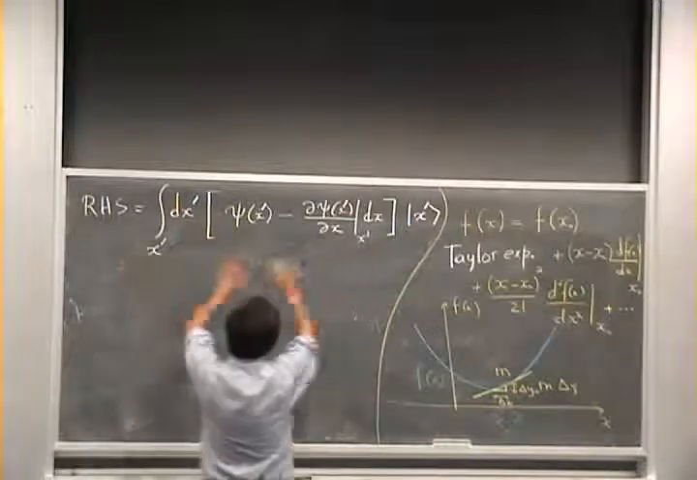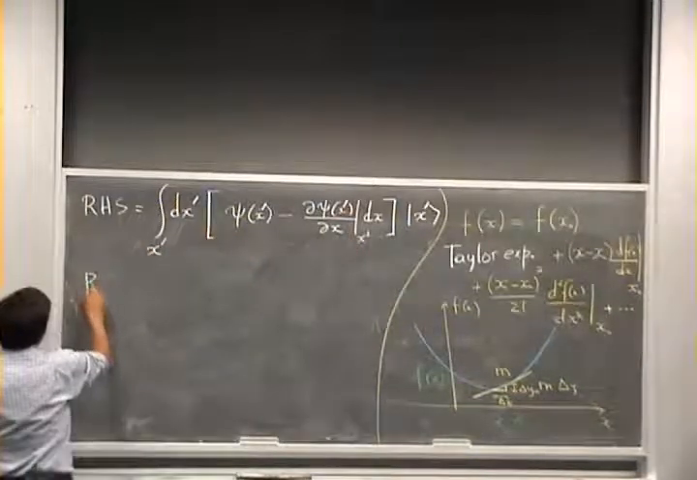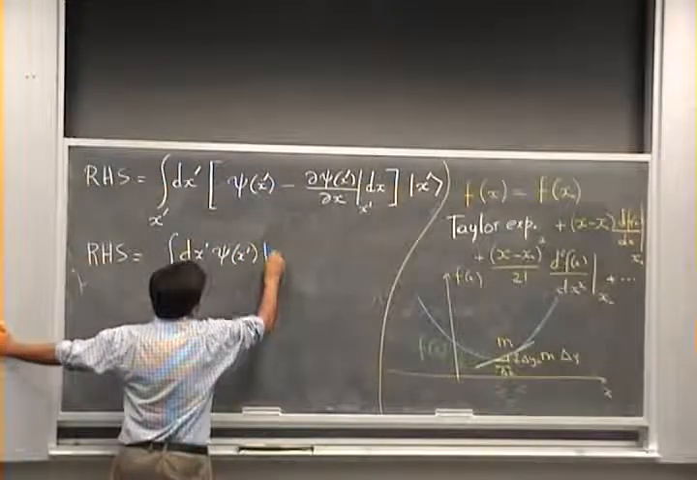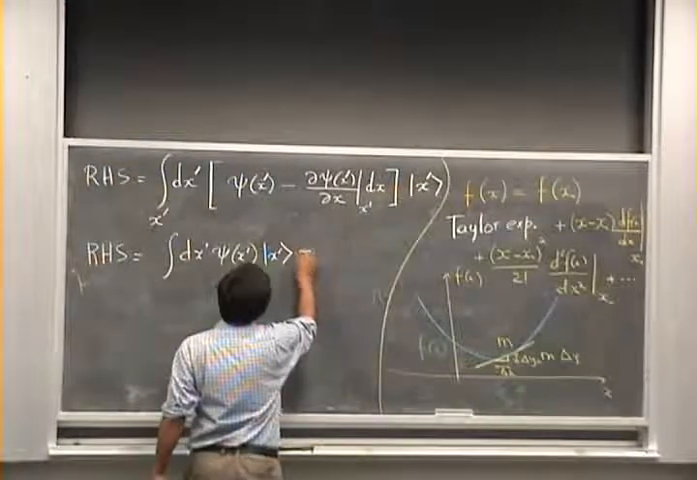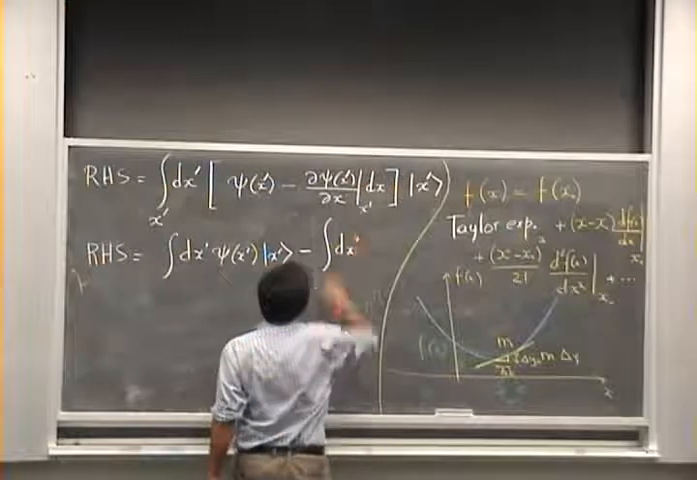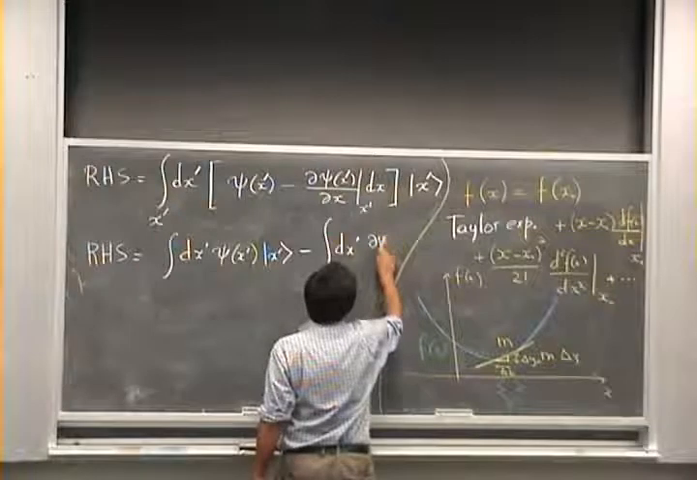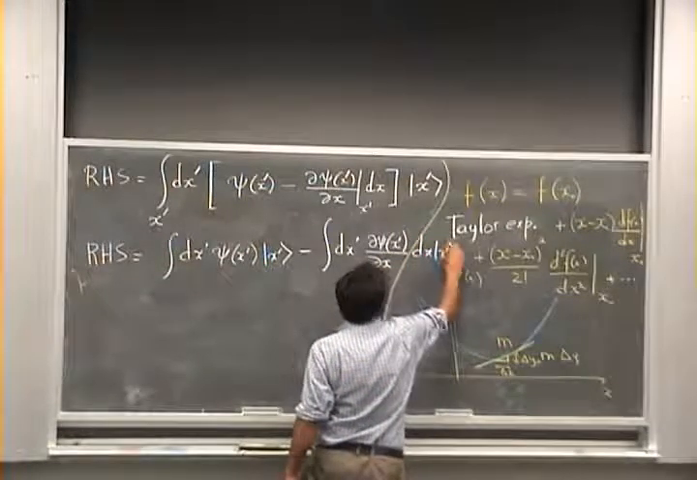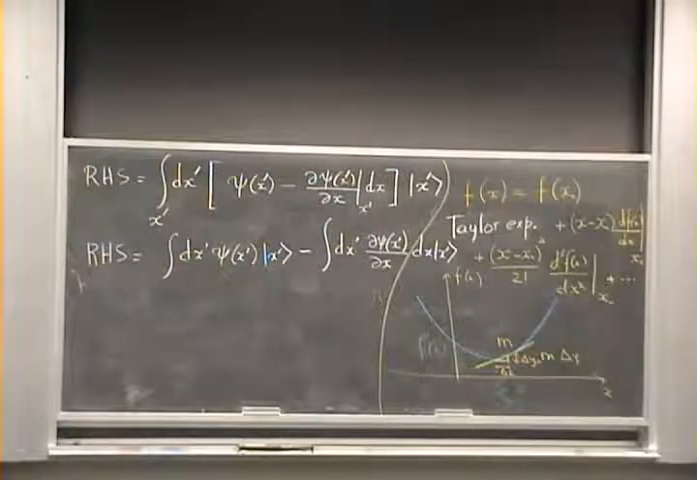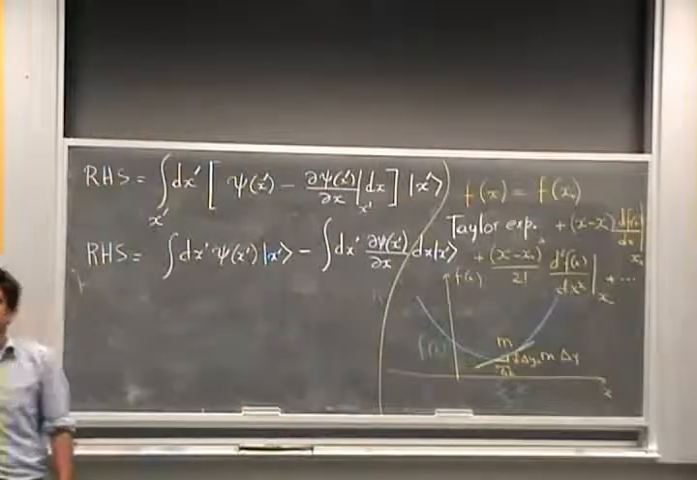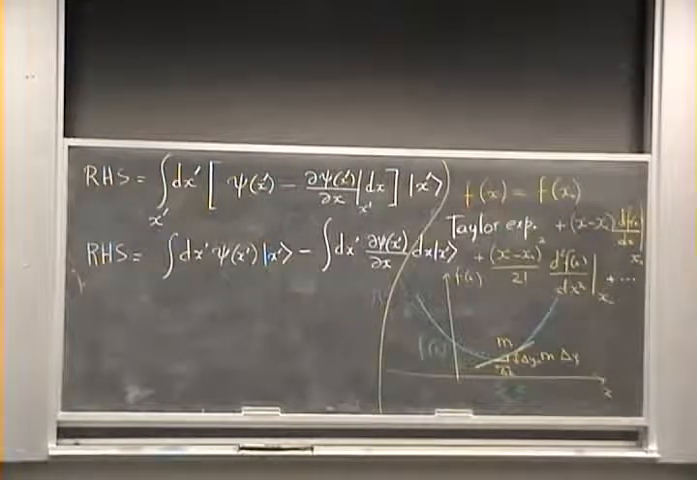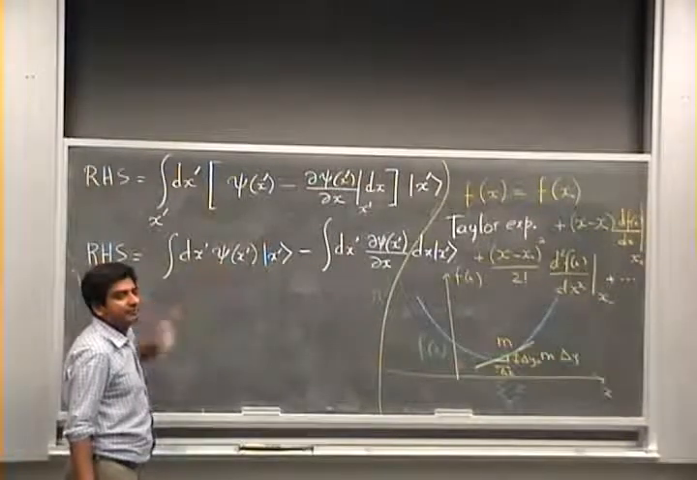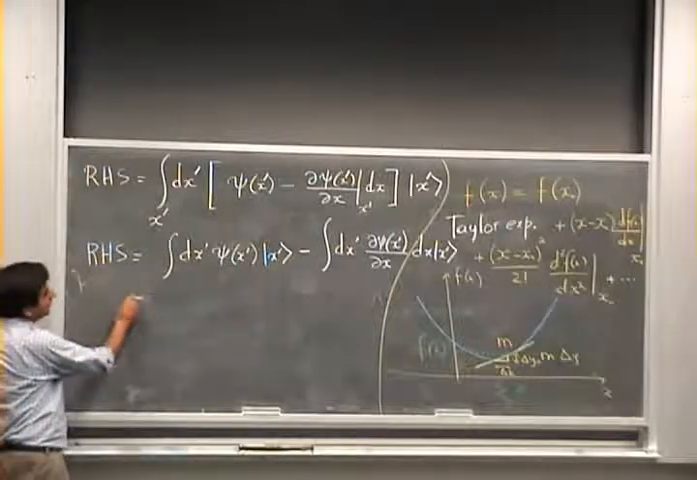Alright, so if I have two terms in the bracket, the right hand side becomes equal to the integral dx dash psi x dash, minus the integral dx dash, derivative of psi x dash with respect to x dash. Now what is the first term equal to? Psi of x dash whole square? No. What is this? It's just equal to psi.